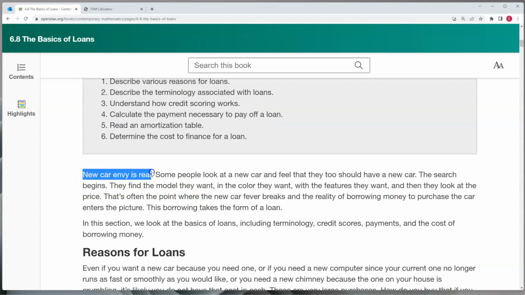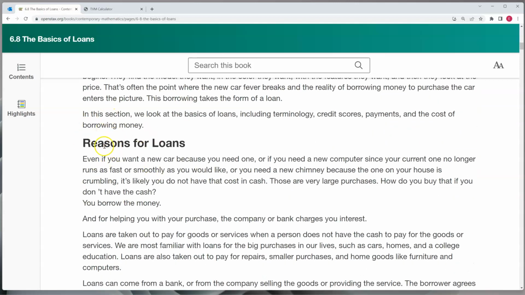So new car envy is something that exists. People often feel the need or the want to have a new car. And when they get that feeling, that is when the search for a car begins. In today's society, we have a lot of credit at our disposal, like credit cards, those pay-as-you-go type deals, and this kind of stuff is getting more and more popular. So, of course, a car is one of the number one reasons for loans.